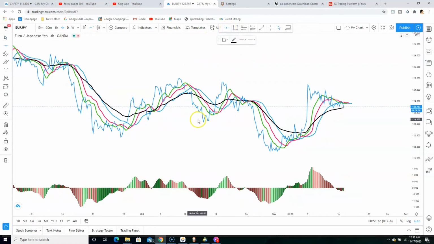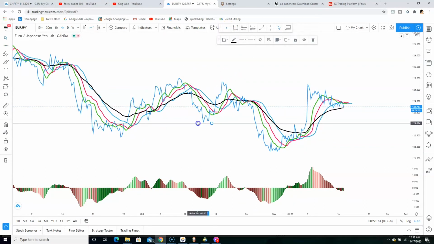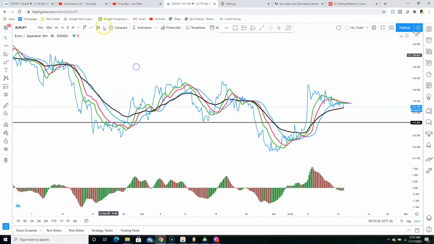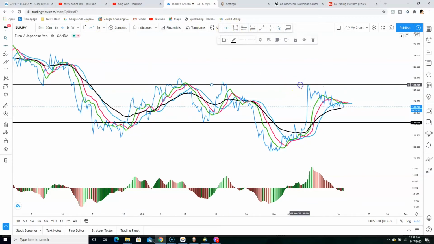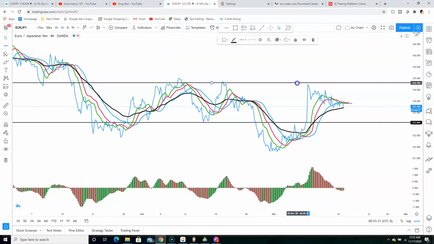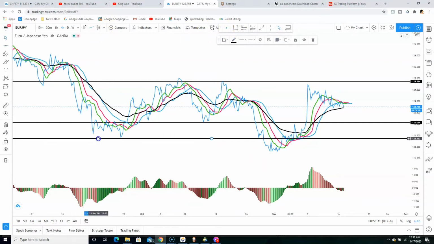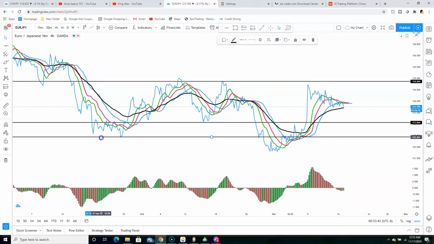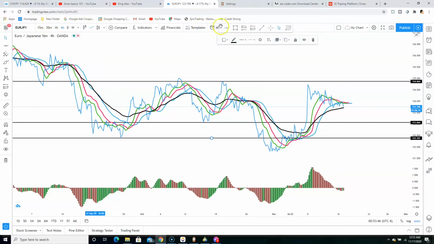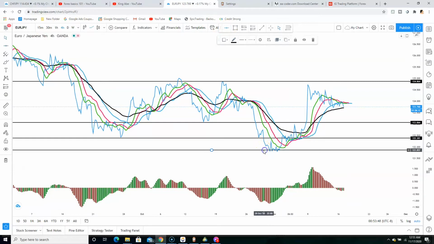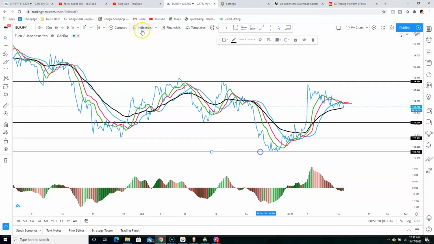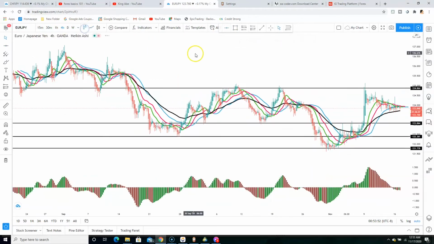So now we just look for our pullbacks for support and resistance. We look for pullbacks for support and resistance as well. So that's what I'm doing right now. And then once I'm done with that, I'm going to switch back to my candlesticks.